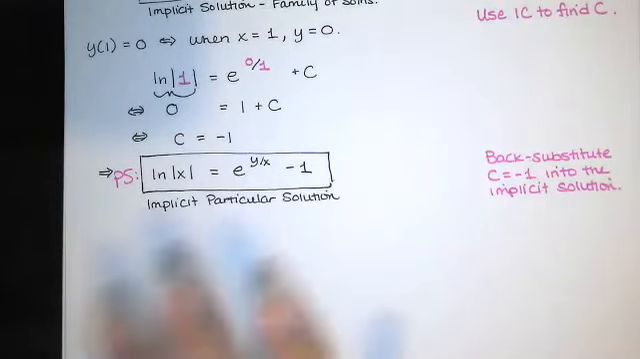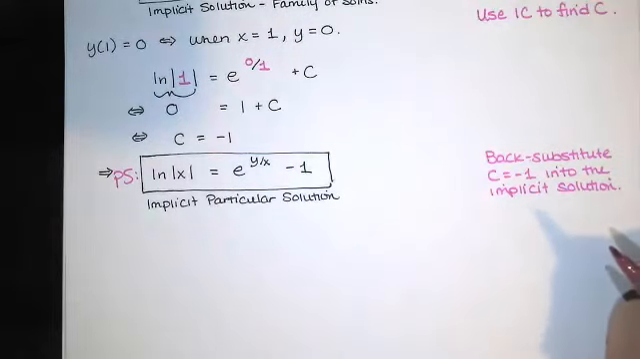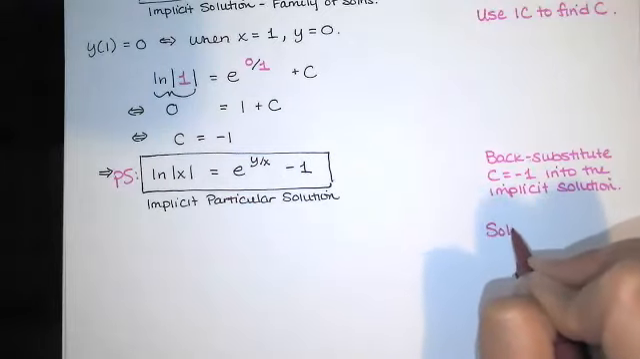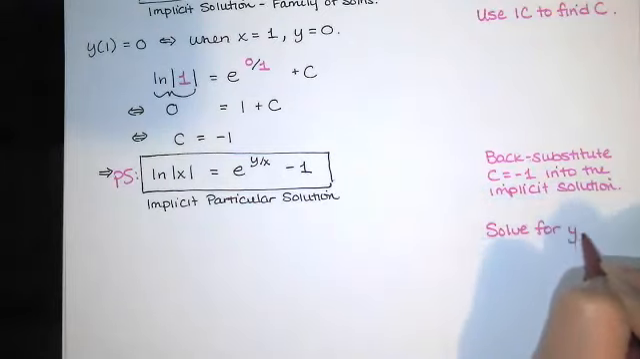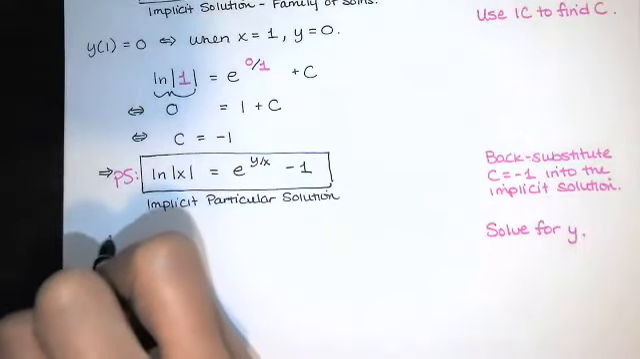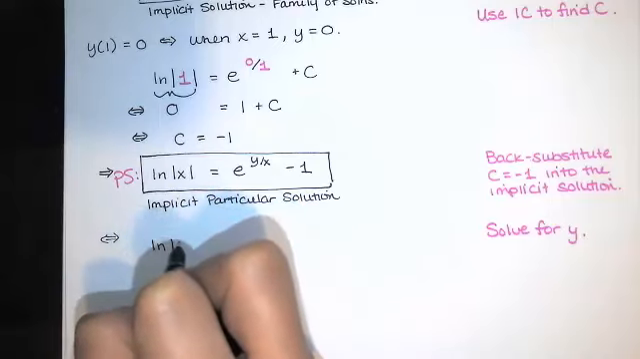Okay, now I've got my implicit particular solution. I'd like an explicit particular solution. So let's do some algebra to get y by itself. I'm just going to solve for y. So let's add 1 to both sides.